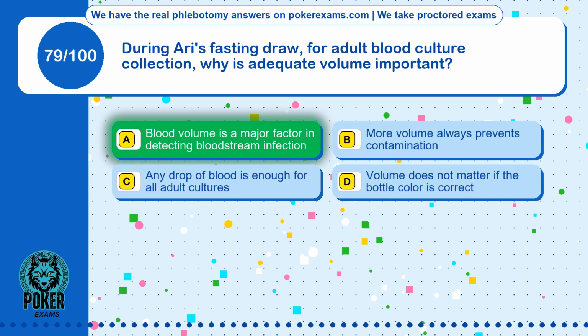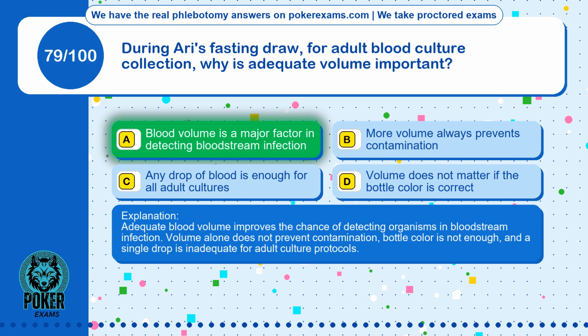The correct answer is option A. Blood volume is a major factor in detecting bloodstream infection. Adequate blood volume improves the chance of detecting organisms in bloodstream infection. Volume alone does not prevent contamination, bottle color is not enough, and a single drop is inadequate for adult culture protocols.